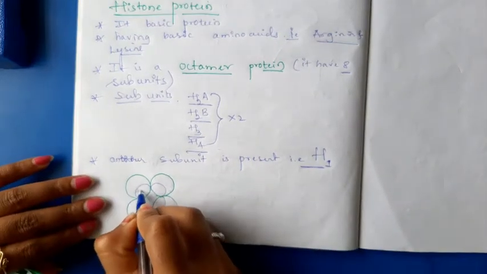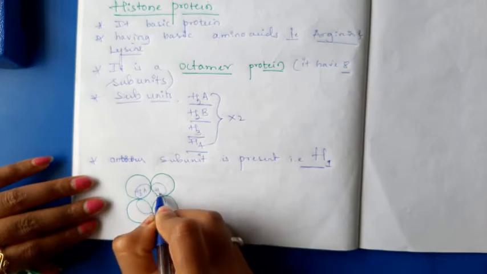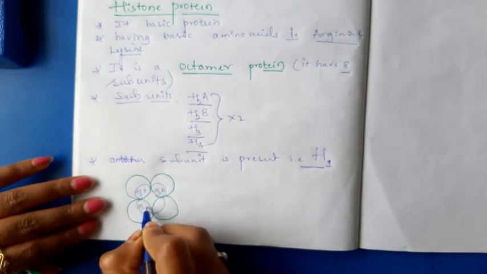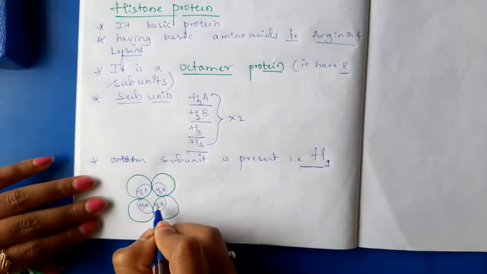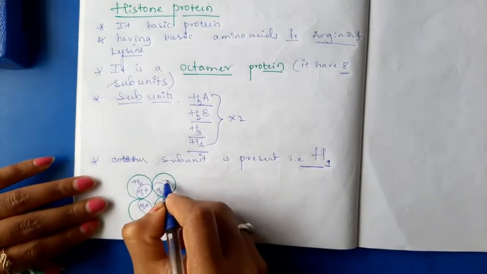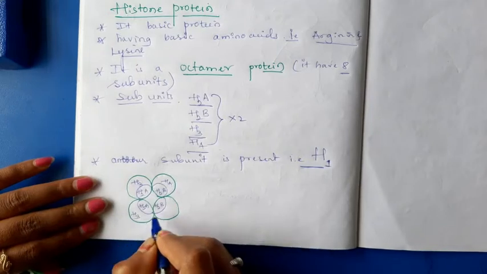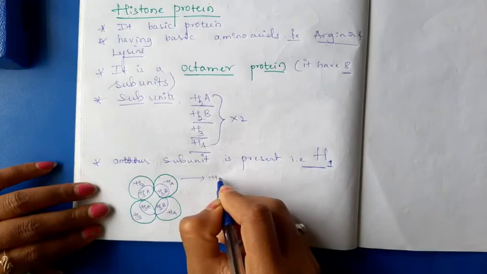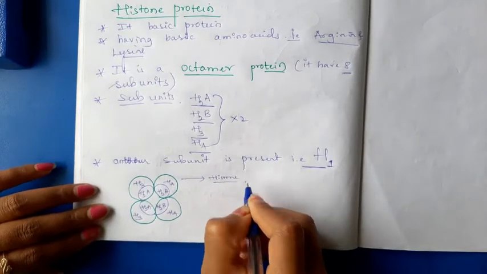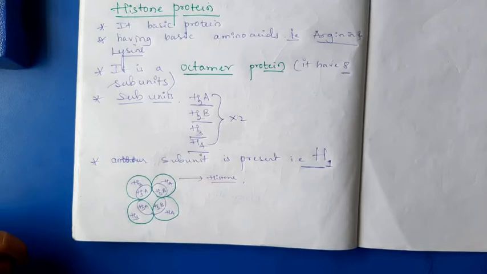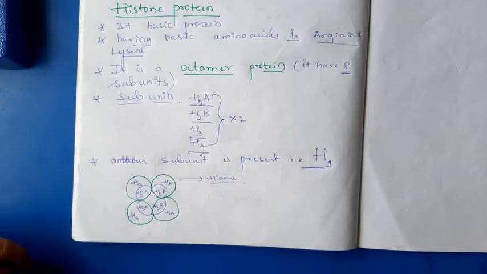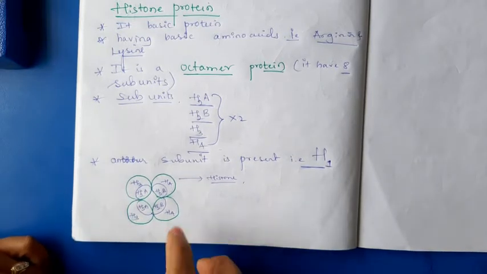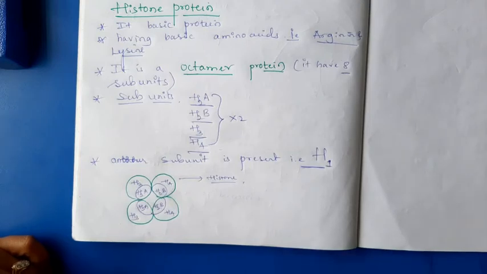Here H2A, H2B, H2A, H2B, H3, H4, H3, H4. This is the histone protein. Totally 8 subunits are present in the histone. It is having the basic amino acids arginine and lysine. All the 4 subunits are tightly packed.